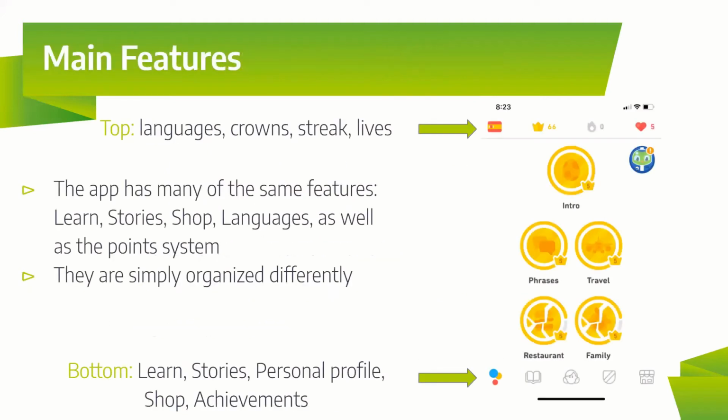The main features on the app are at the top: you have the languages, and then you have your crowns, your streak, and your lives. The app has many of the same features, learning, stories, shop, languages, as well as the point system. They are simply organized differently.